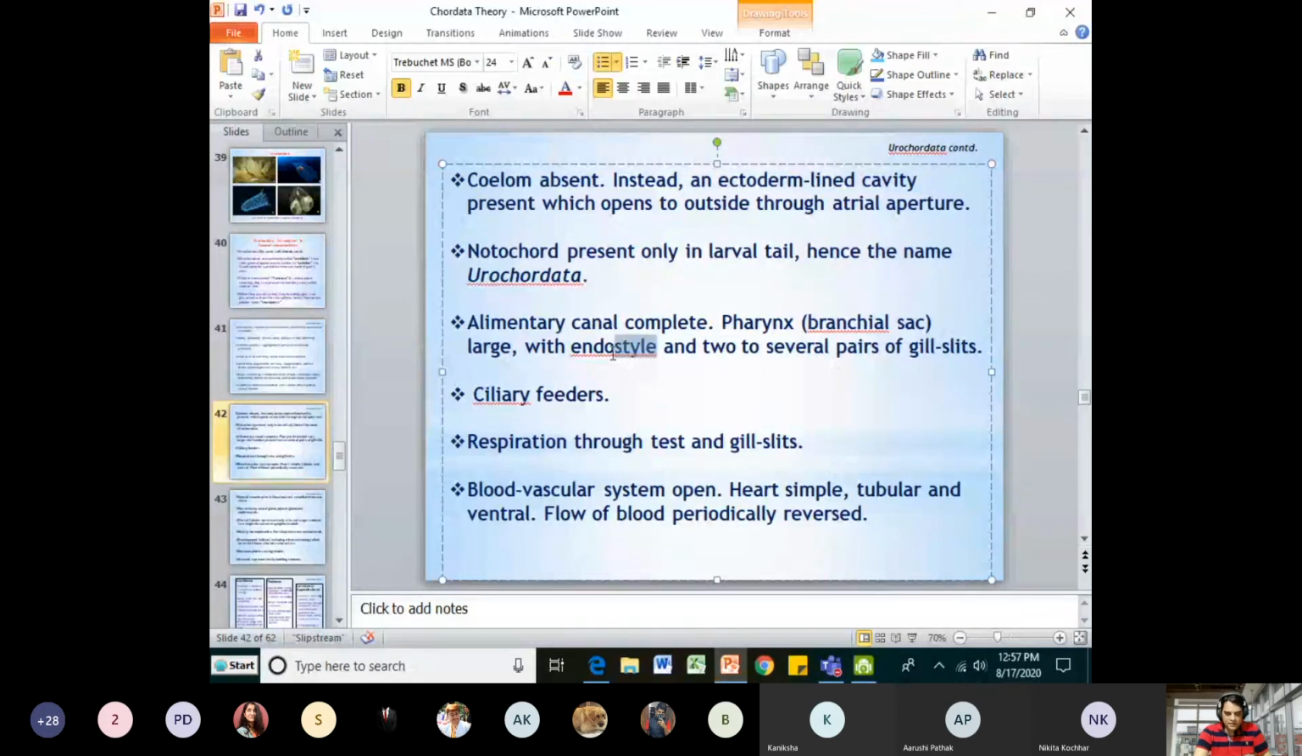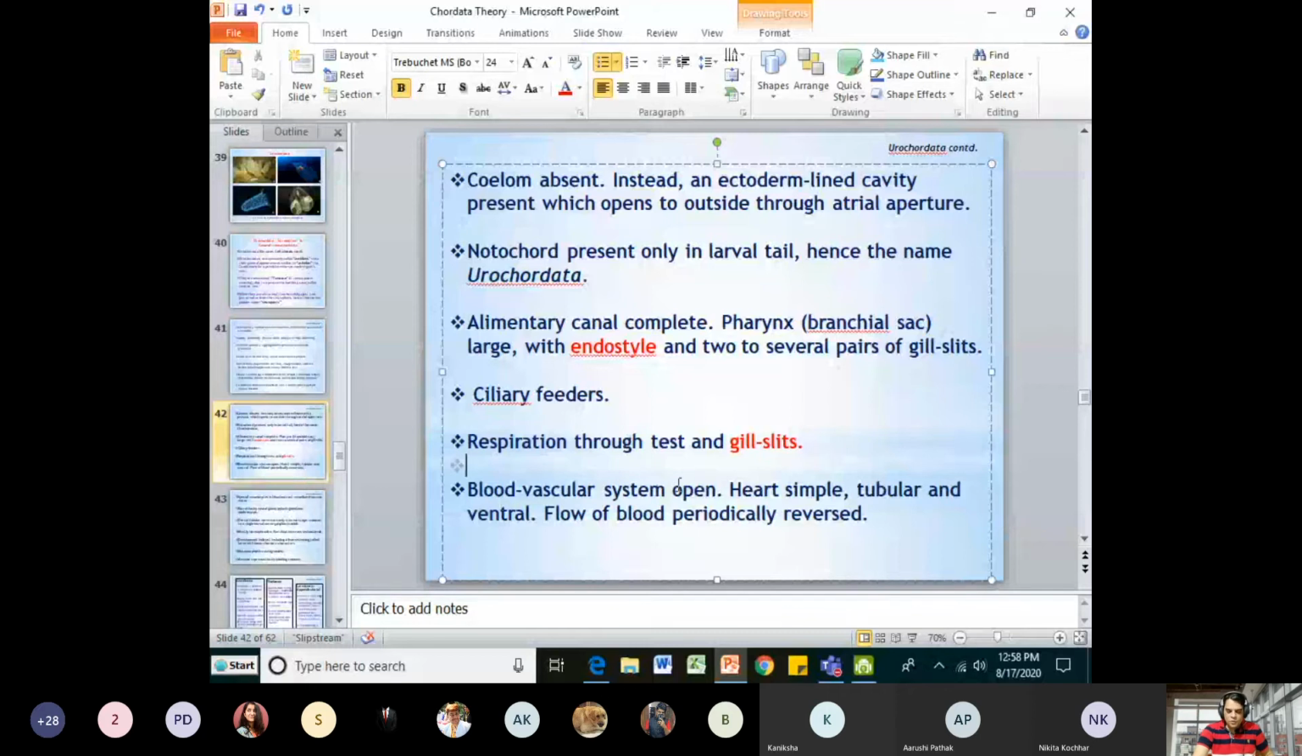So, do you know what is endostyle? Okay, endostyle is an organ present in the alimentary canal, used for filtering out the incoming water current. So they are ciliary feeders, which means it is the endostyle that filters the water current for getting food. Then respiration is through the test and gill slits. We know that the main respiratory organ is the gill slits, whereas the test also plays a small part in respiration.